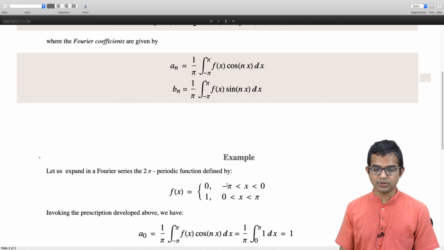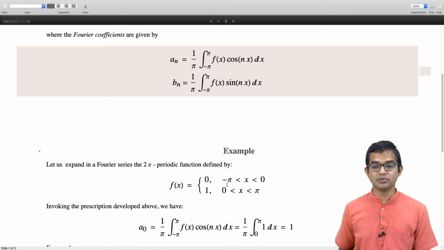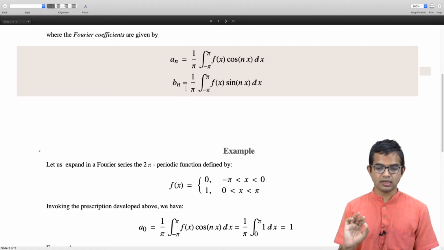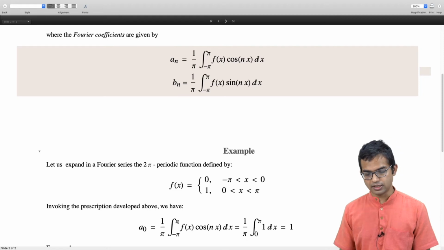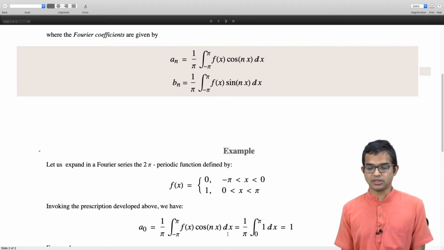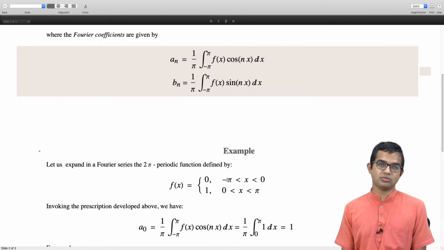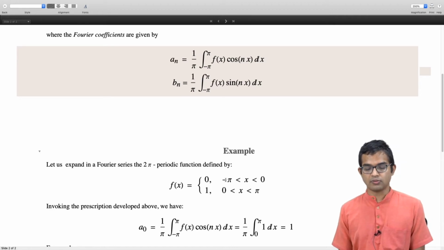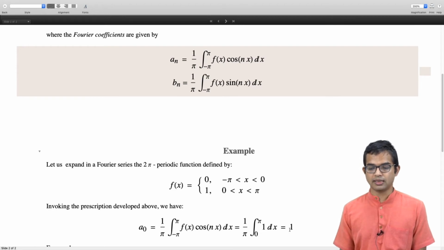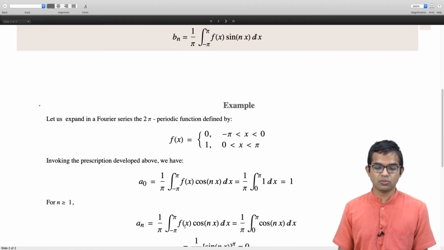If we invoke this above prescription, you have to be careful with this. If you blindly do this, you might think that all the a_n's are 0, but in fact a0 is to be treated slightly differently. The integral from minus pi to pi reduces to an integral from just 0 to pi, because f of x is 0 in the interval from minus pi to 0. So it's 1 over pi integral 0 to pi 1 dx. This will just give you pi, and divided by pi is just 1. So a0 is 1.